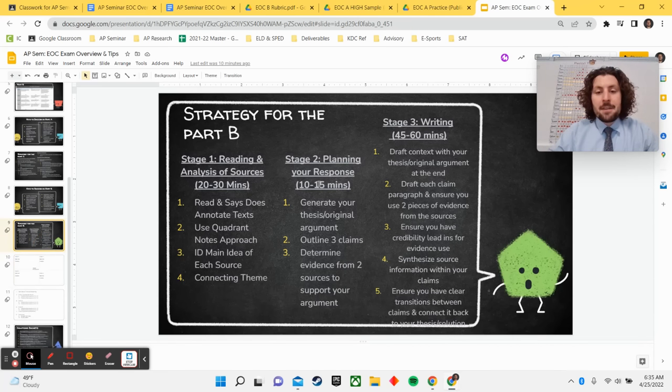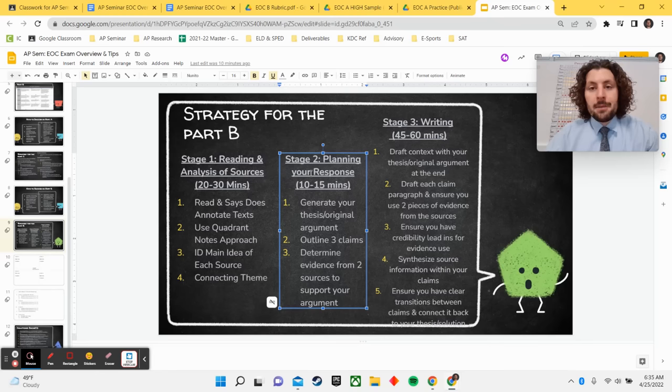Now, once you've identified the theme, you know you have to write an argument. And in order to have a strong line of reasoning, we have to plan out our argument. So I think a mini outline is something that you can do on a scratch sheet of paper where you just write down your thesis, you write down your claims, and that's when you're going to want to start to figure out what evidence can I use to support my argument.